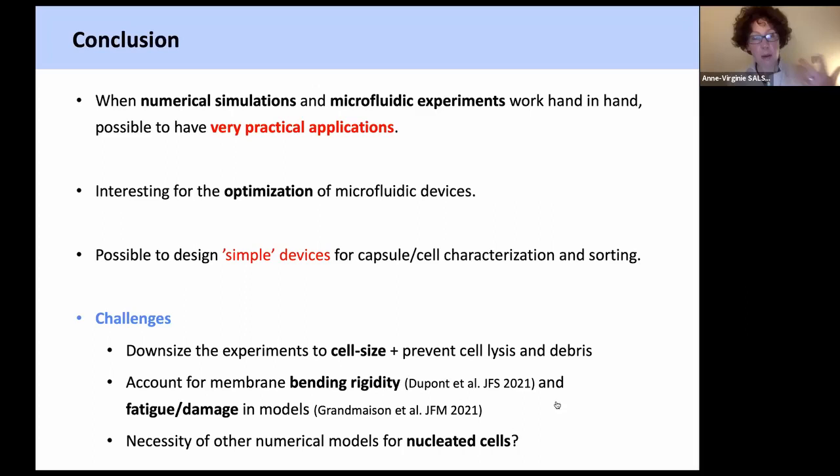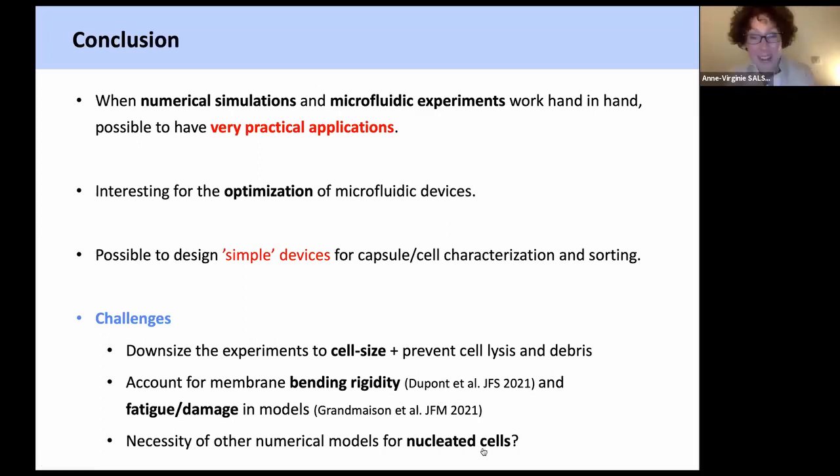So we ended up, I'm showing you references of very recent papers that we published, where we take into account bending rigidity and also damage, which are very new. So it was done for the first time. That was a JFM paper from this year.